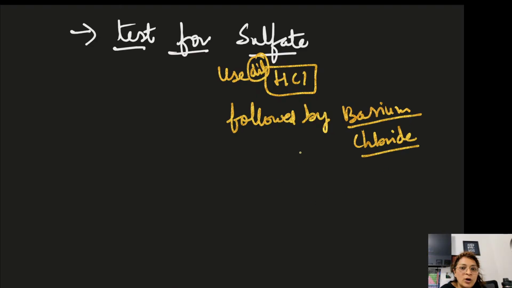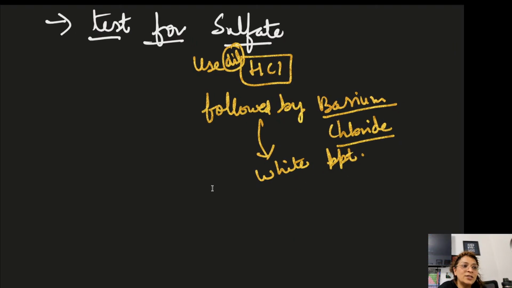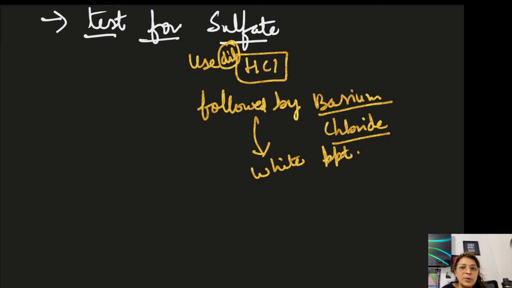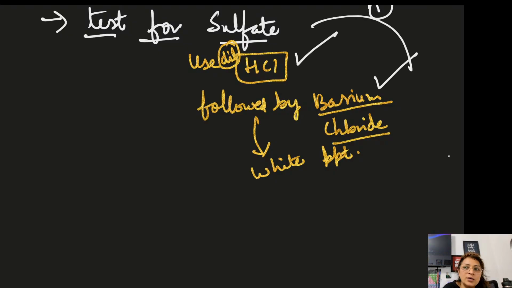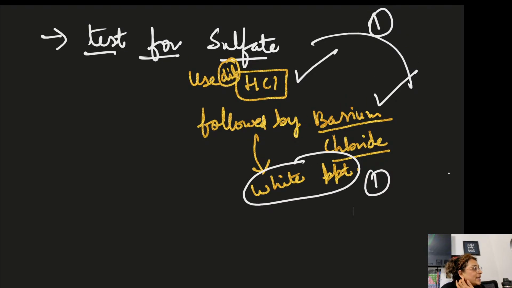And what will be produced? What type of precipitate will it be? A white precipitate confirms the test for sulfate. This is not combined, this is triple. Yes, it will turn into a white precipitate. Correct, and this will give you 1 mark. So see the marking in the exam: HCl and barium chloride both needed for 1 mark, and the white precipitate is the 2nd mark in the exam.